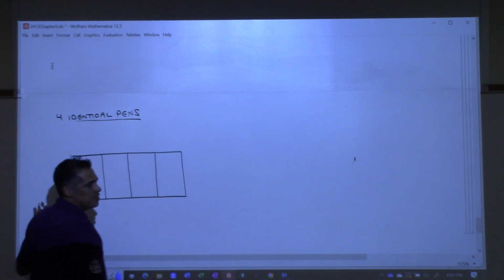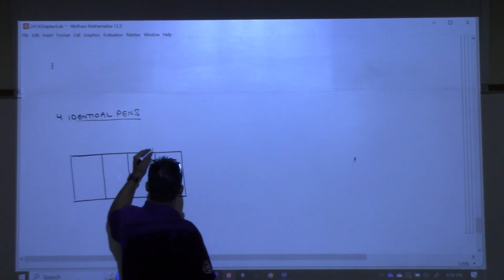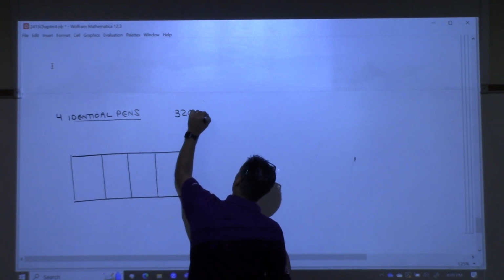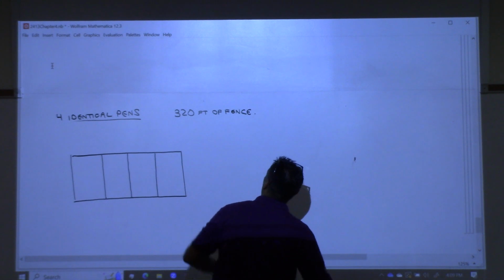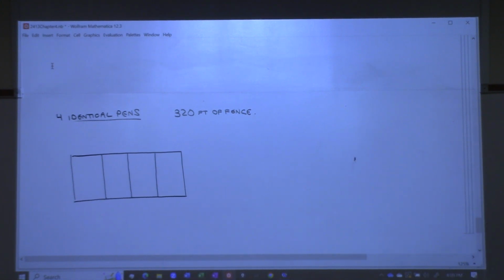That's one of the conditions: they all have to be identical. That means same dimensions. Four identical pens. You have 320 feet of fence that I'm going to use to build these pens.